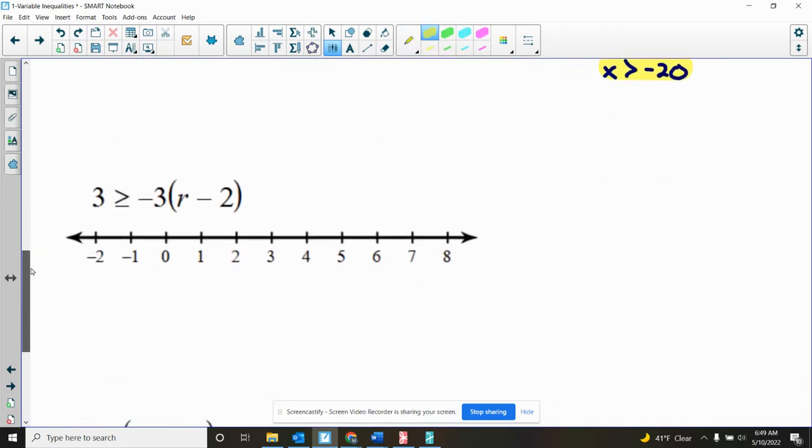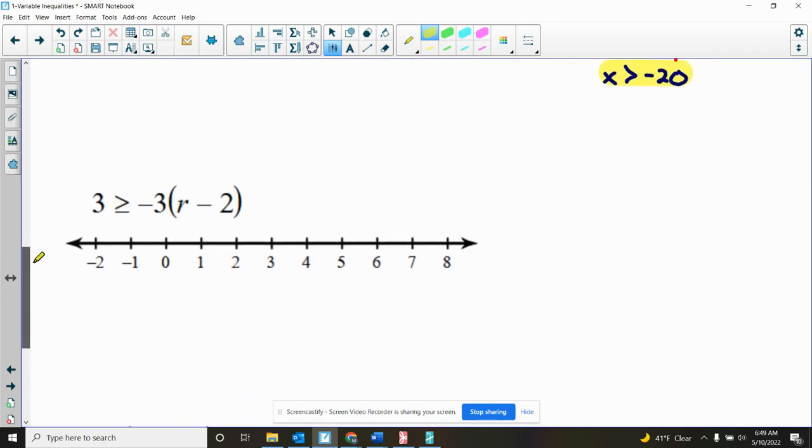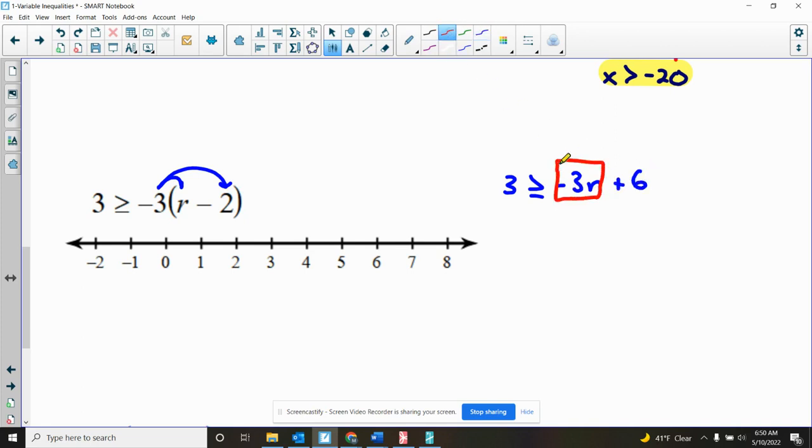Next up, I think just 2 more. Now on this one, you got some choices. I'm going to tell you, probably the easiest way, a way to just be consistent and do the same thing each time, is to distribute that front number through the parentheses. So do -3 times r and -3 times -2. Okay, we want to get r by itself. A subtraction of 6, a subtraction of 6.